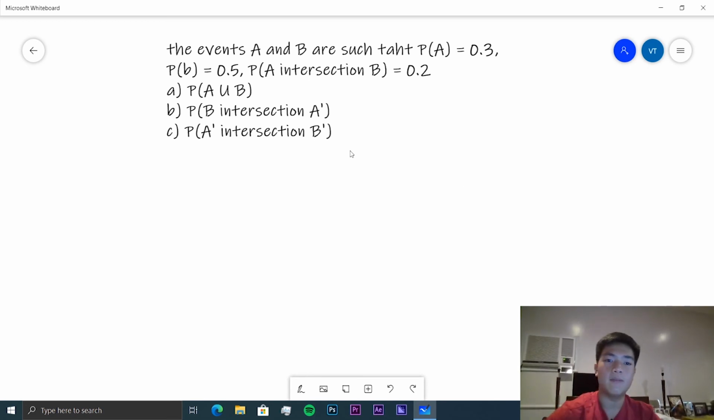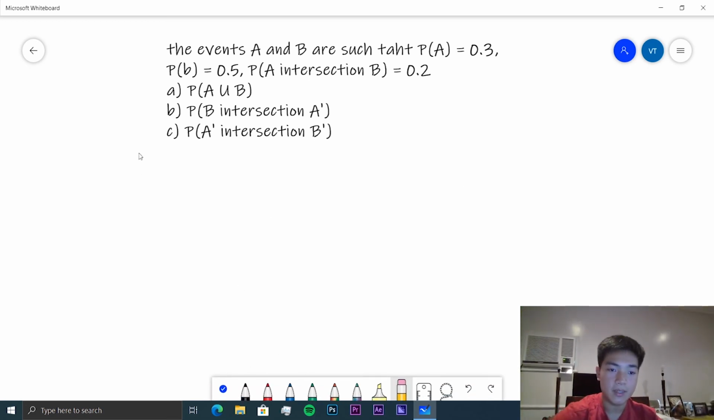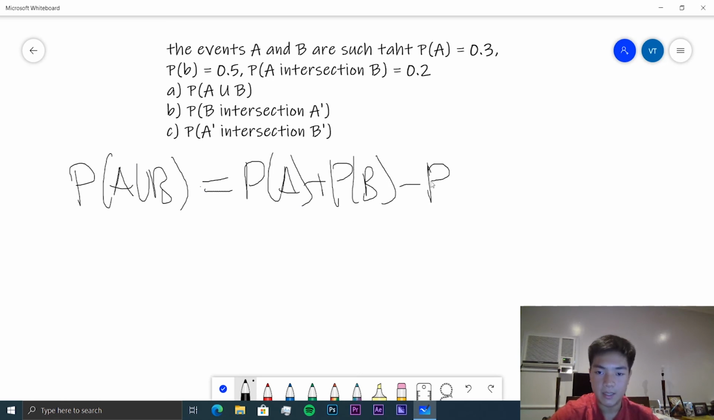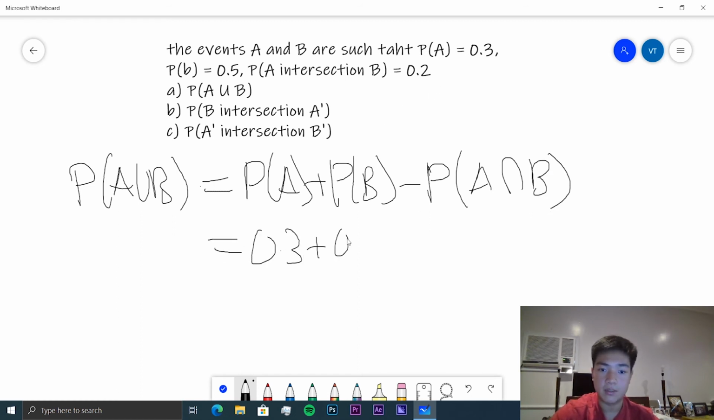And we know that this probability A union B is equal to the probability of A plus the probability of B minus the probability of A intersection B. Since we have all of those values, that's equal to 0.3 plus 0.5 minus 0.2, which is equal to 0.6. So this is 0.6.